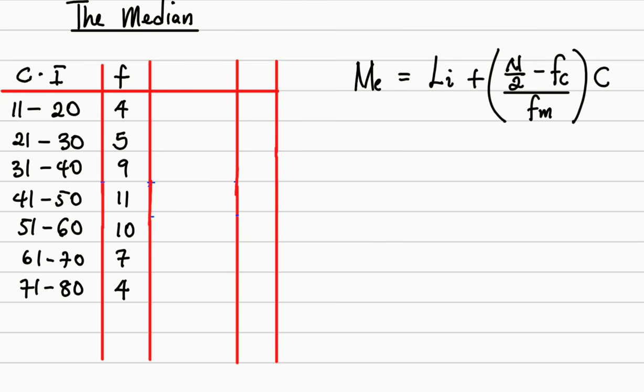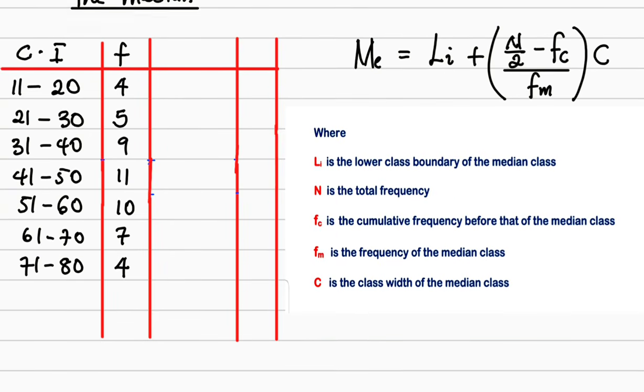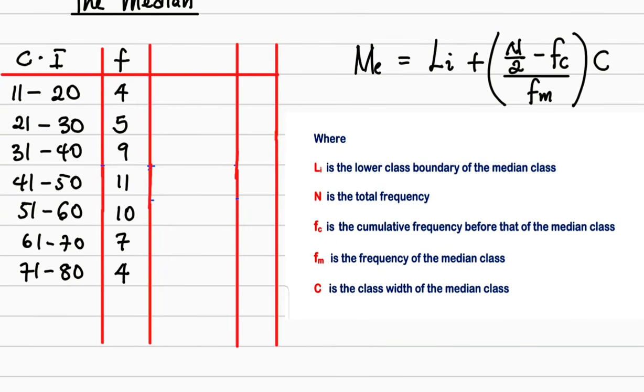Now, this is the formula. We want to actually fill in the table, but again, we need to understand the definitions, what these letters in the formula stand for. Let me show you. See the screen, you can see the definitions there. Li is the lower class boundary of the median class, N is the total frequency, F subscript C is the cumulative frequency before that of the median class, Fm is the frequency of the median class, and C is the class width of the median class.